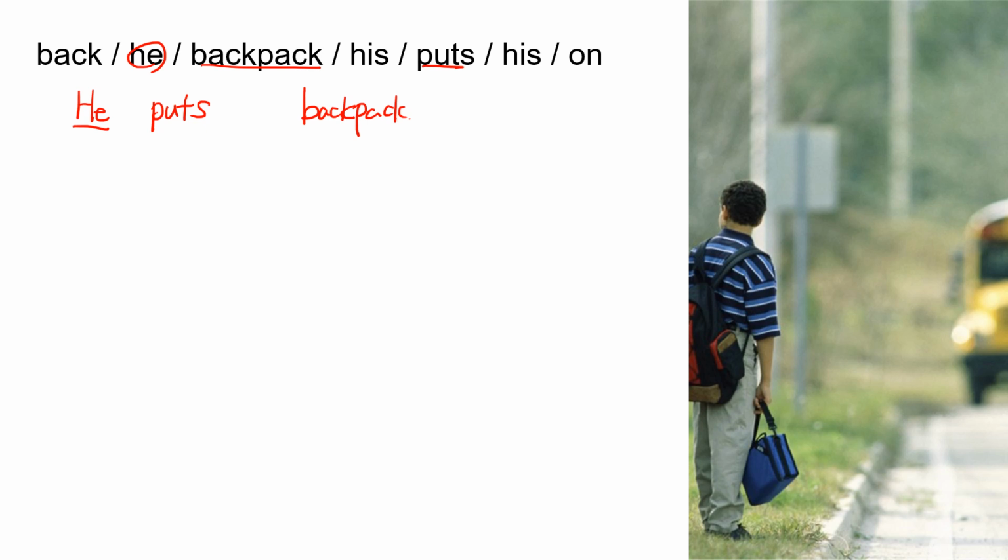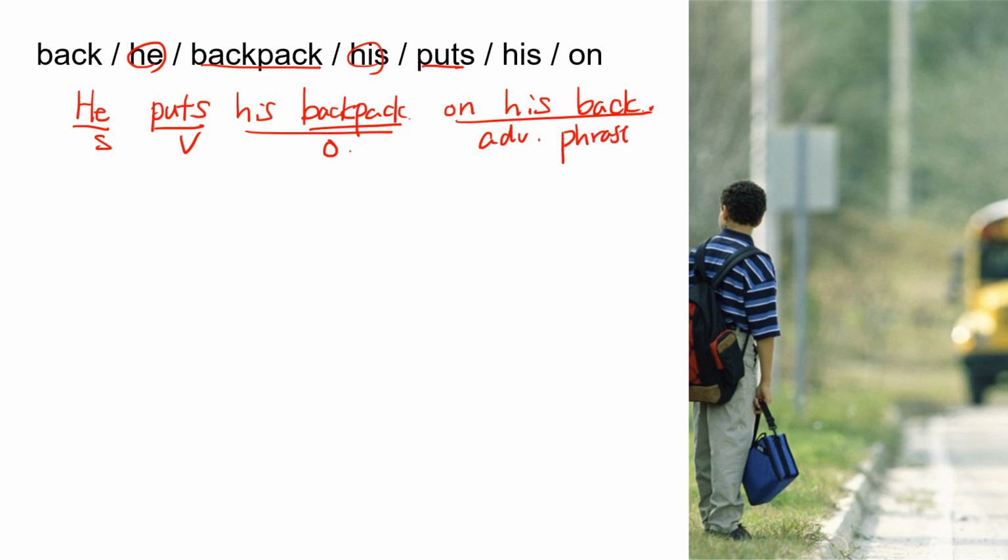Where? On his back. And then here backpack is going to be his backpack. He put his backpack on his back. So this is the subject, this is the verb, and this is the object. On his back is going to be an adverbial phrase.